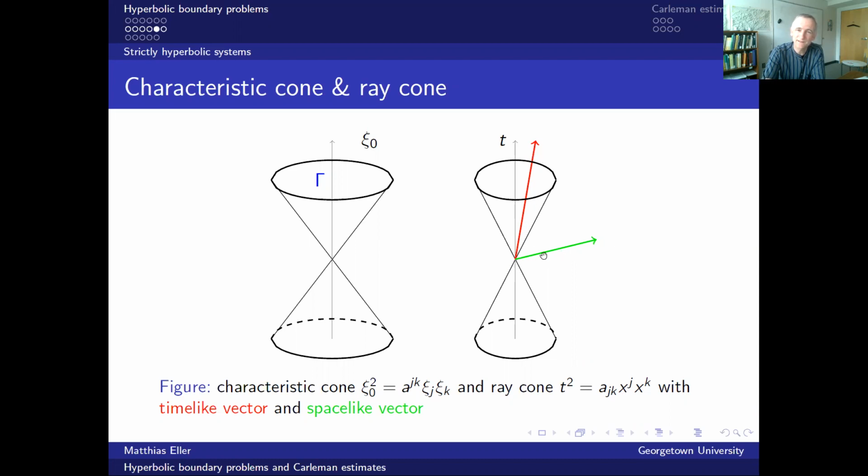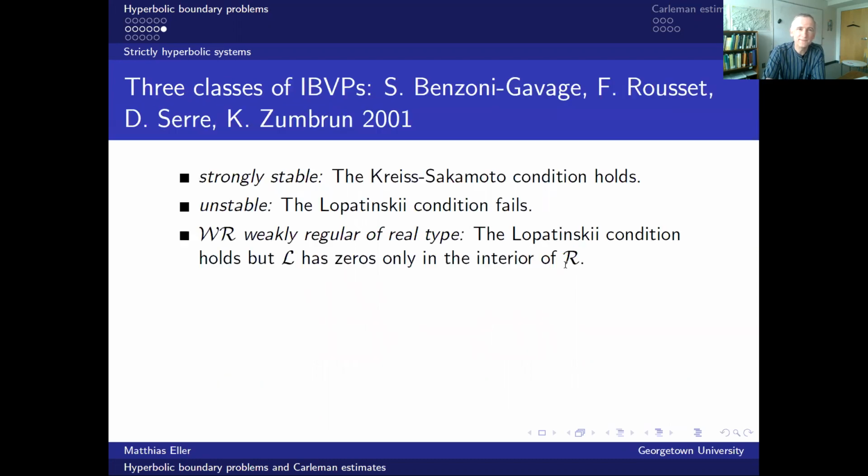A space-like vector is not. So then we can now distinguish three classes of initial boundary value problems. That's a work by four French mathematicians, about 20 years old. So strongly stable, well, what we just talked about, the Kreiss or Kreiss-Sakamoto condition, because Sakamoto established something similar for scalar equations, holds. Unstable if the Lopatinskii condition fails.